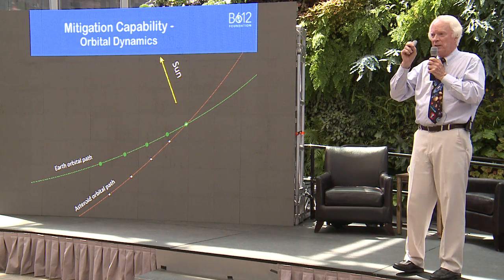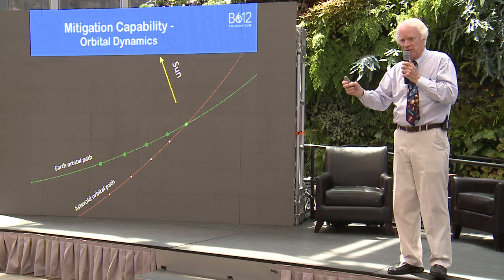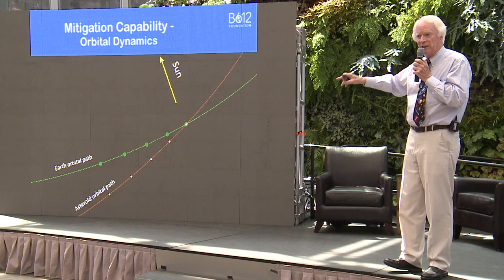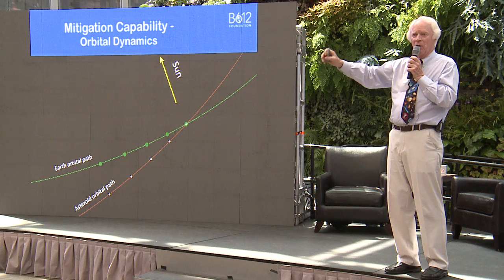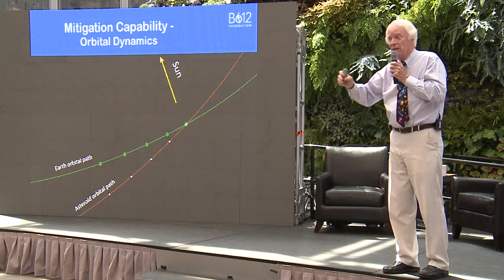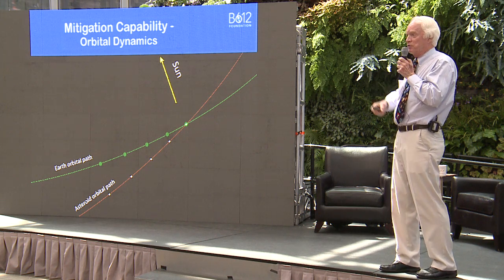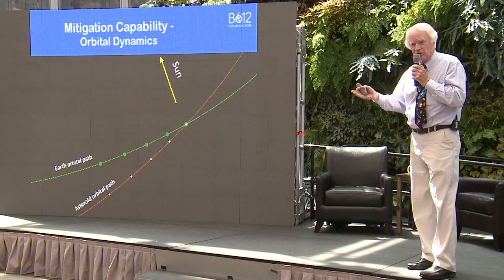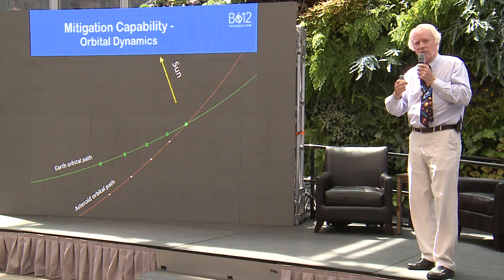The whole issue of deflection is to either go up ahead of time and make the asteroid slow down so that it arrives too late and the Earth will be through the intersection, or to make the asteroid arrive 8 minutes early, in which case it gets through the intersection before the Earth. That's what a deflection is. You just change the arrival time of the asteroid. Well, how do you do that? You do that by either speeding up or slowing down the asteroid.